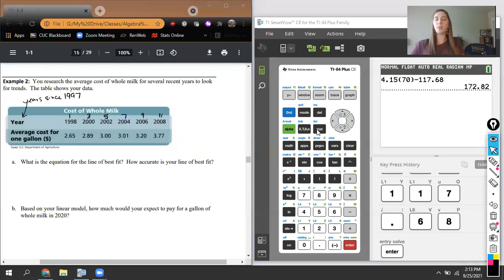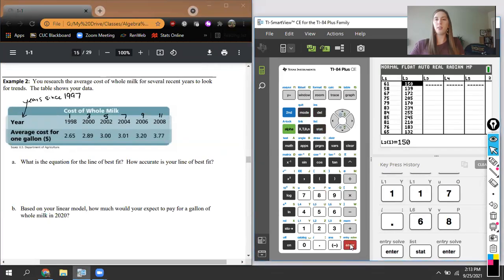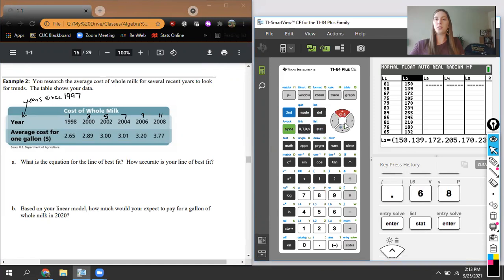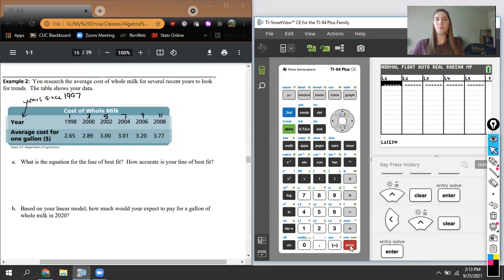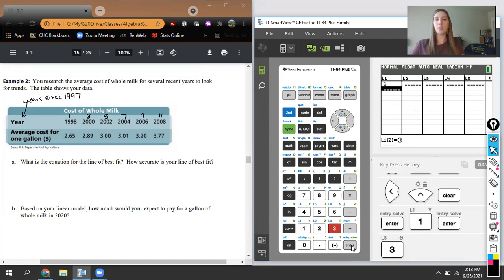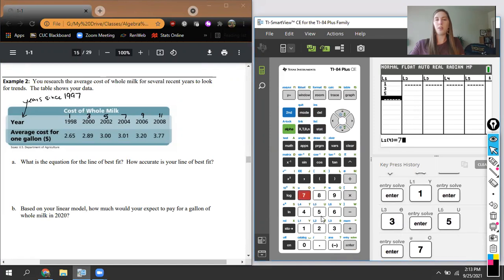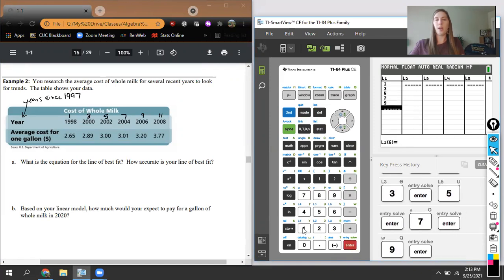So that first step was to hit stat and edit. And then you're going to clear off that list. So highlight list 2 and hit clear and enter. Highlight list 1, hit clear and enter. And then now type these in. So I'm going to type in 1, 3, 5, 7, 9, and 11. Now, notice I did not type in 0 for 1997 because 1997 isn't in my table. I only want to include the ordered pairs that are in my table. And now I'm going to go over to here and type in the milk.